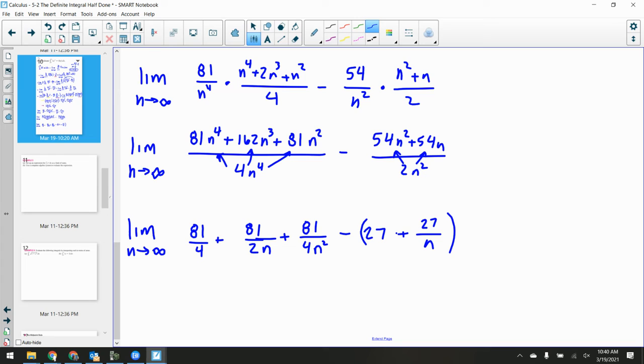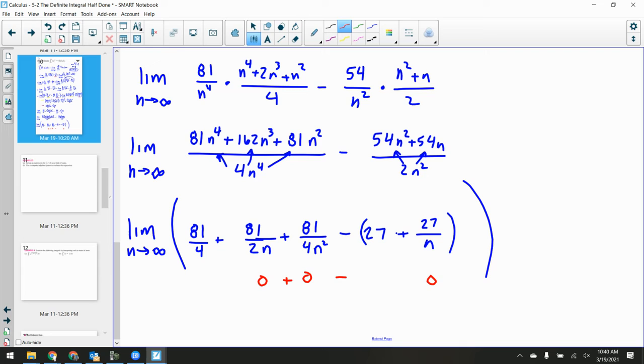Now, that's the limit of all of that. What's going to happen when I evaluate that limit? Yeah, that's going to go to 0. This is going to go to 0. This is going to go to 0. Right? So the only things left over, and these are just constants, right?